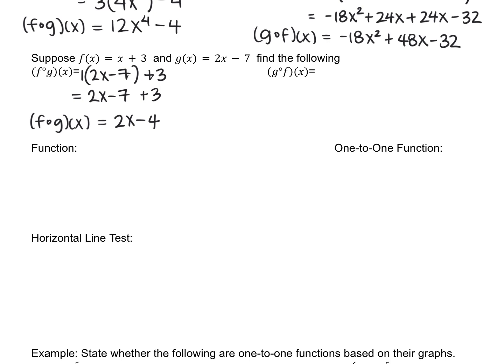For g of f of x, we start with the 2. We replace our x with x plus 3. Then we have minus 7. Distributing the 2, you get 2x plus 6 minus 7. And then we will combine like terms, and we get 2x minus 1.